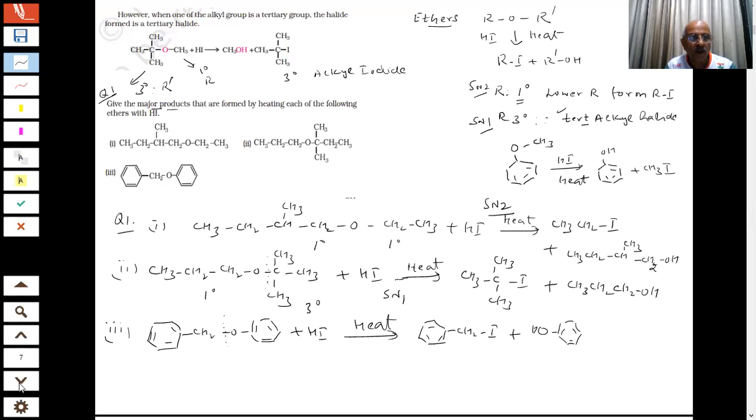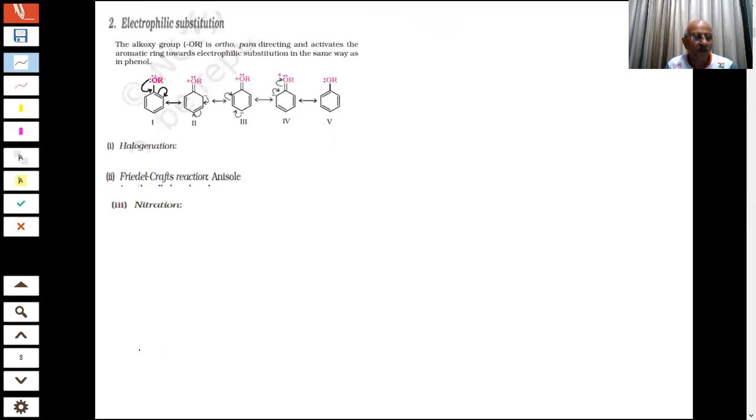Copied, sir. Okay. Now we are coming to the most important part, the aromatic ethers. You know, this is a very important reaction. When I discuss aromatic ethers, student, in aromatic ethers, what do you have? You have an OR group, which is attached to the benzene ring. Yes or no? Tell me.